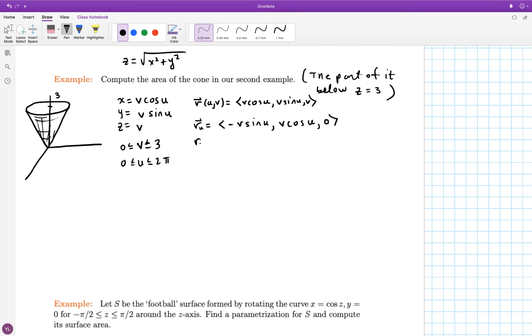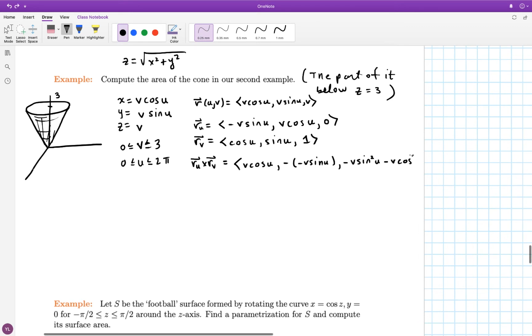So I'm taking partial derivatives with respect to u and v of each of the component functions. Okay, and what I'd like to do is take a cross product, because that's what I need for the integrand. Once I've stacked these two vectors on top of each other, I can just read off the cross product, imagining these in a larger matrix. Okay, and simplifying, and I'll take the magnitude so that I'll have the integrand.